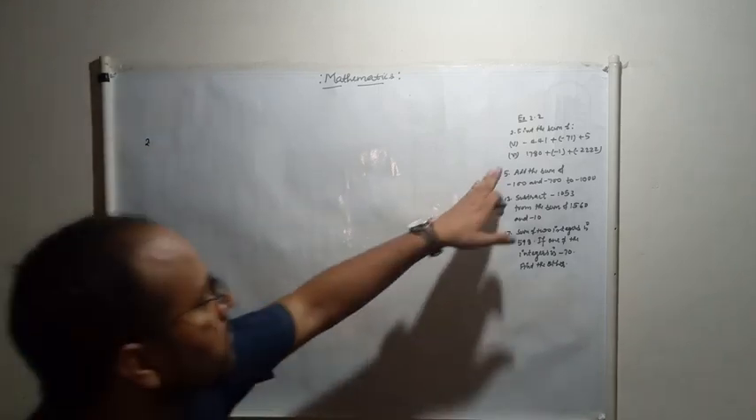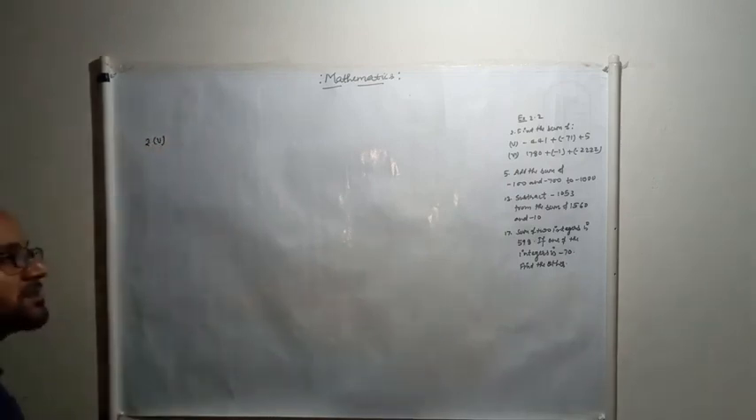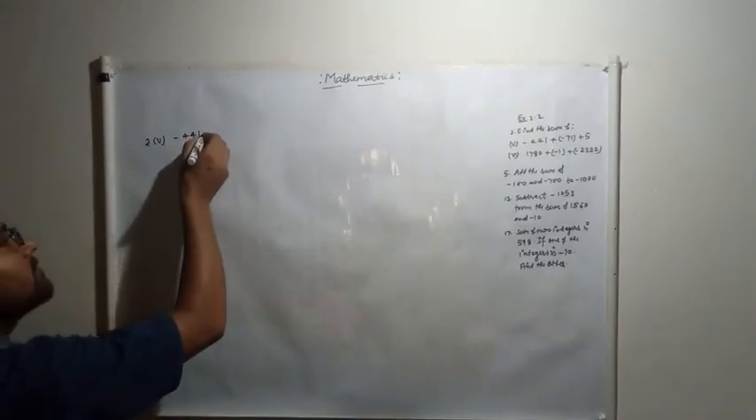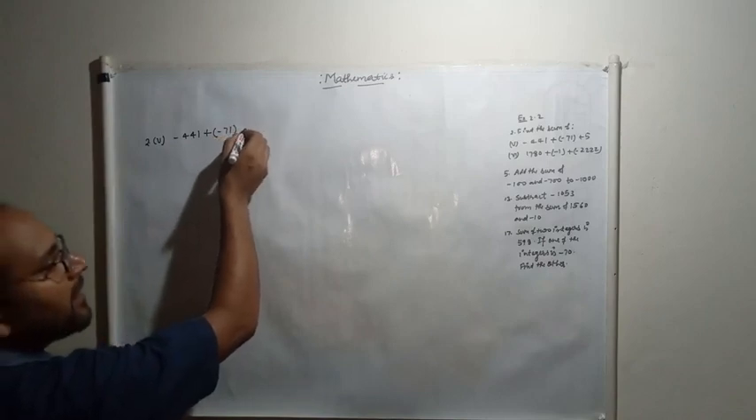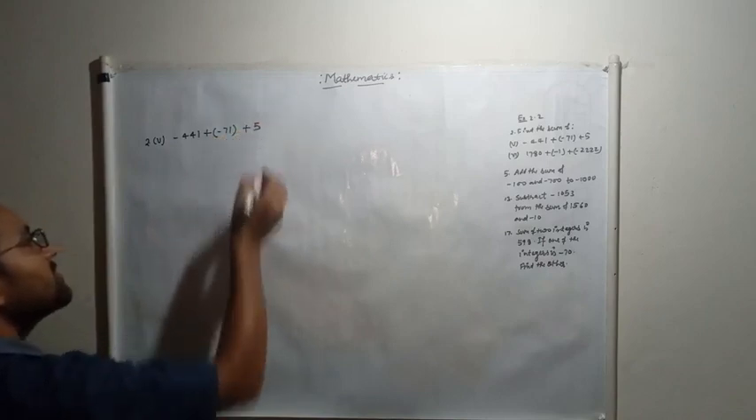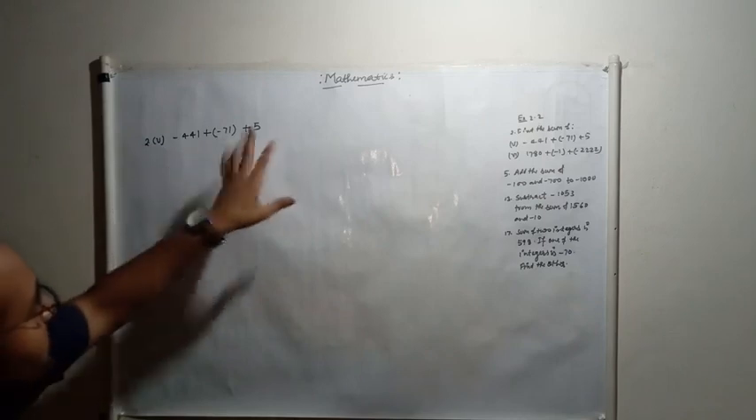Find the sum of minus 441 plus in bracket minus 71 and plus 5. This is question number fifth in your exercise 2.2, question number second. Find the sum of this.